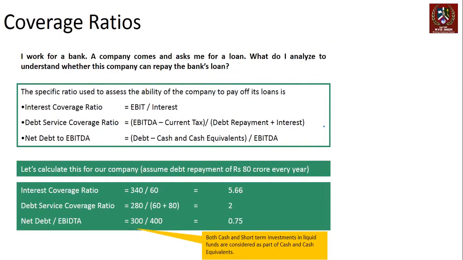Then we go to coverage ratios. Now, what are coverage ratios? Essentially, let's say you work for a bank. A company comes and asks me for a loan. What do I analyze to understand whether this company can repay the bank's loan, right? That's where the term coverage comes in, which is saying how much money do you have to cover loan related expenses, right? So what are loan related expenses? Typically your interest is the most common loan related expense.